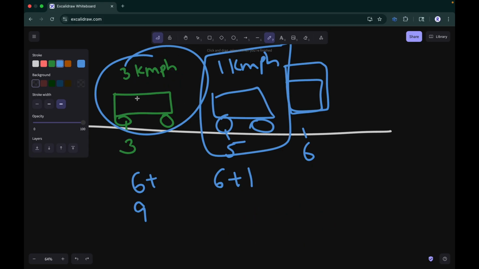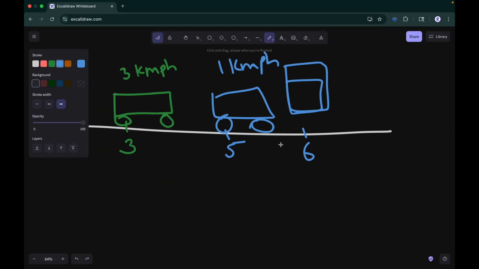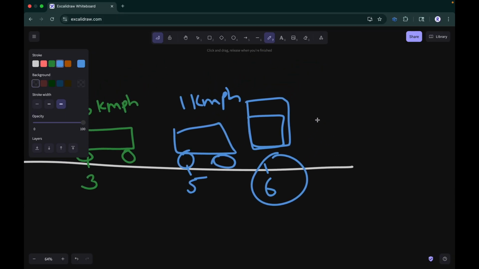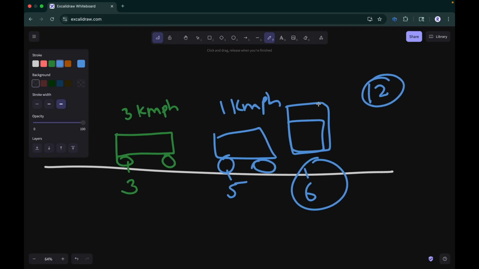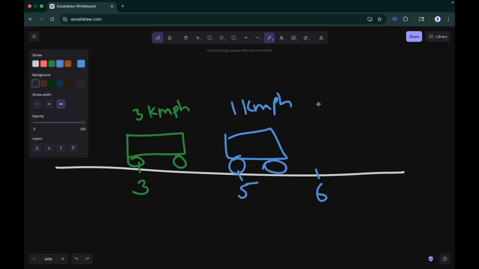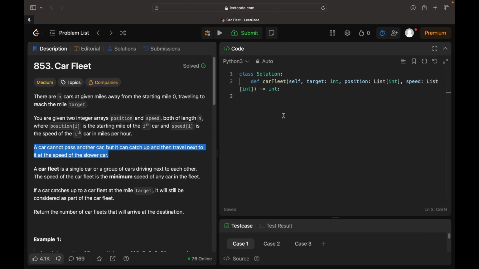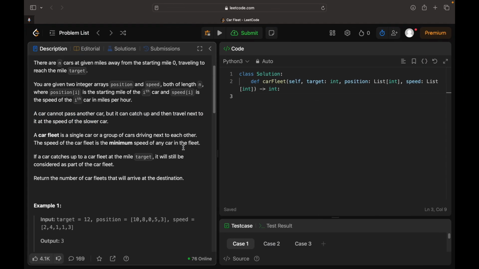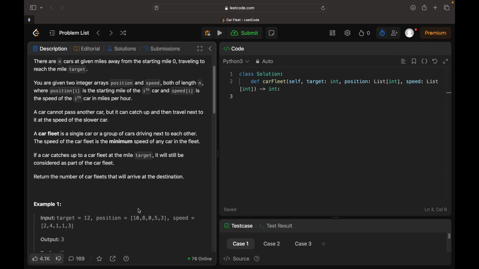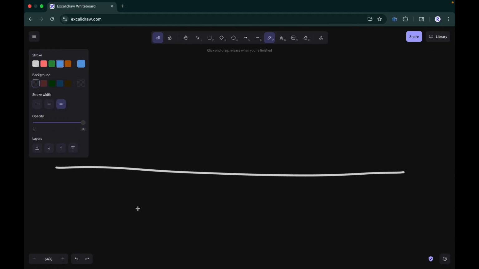Having understood that, once they reach 6, they will travel together at 1 kilometer per hour and will reach 12 together. Cool? So how do we solve this? Well, here's the thing. We are given the position, we are given the speed, and we know that whatever cars take the same amount of time will reach the same place.